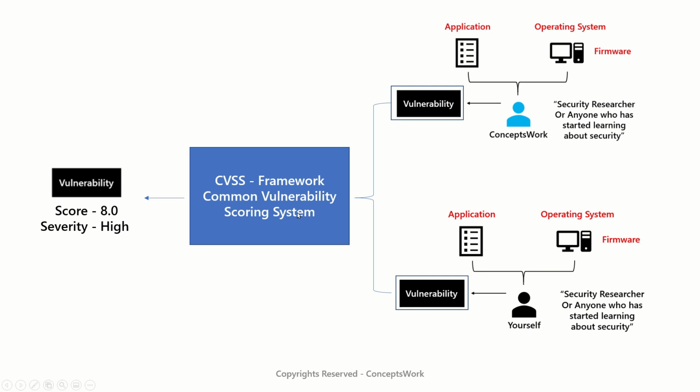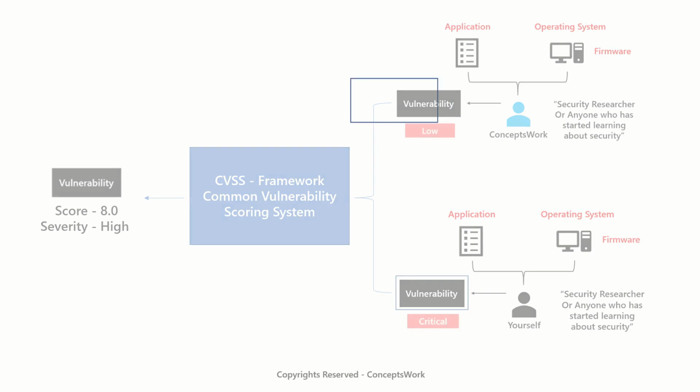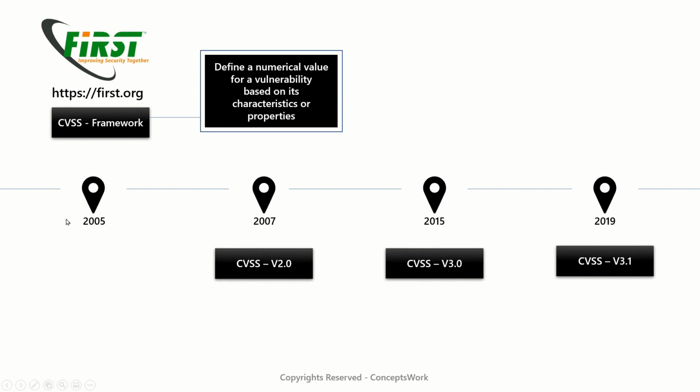Now, let's talk about a brief history of this framework. The framework was initially introduced in 2005 by first.org. The purpose was defining the numerical value for a vulnerability based on its characteristics or properties. Then version 2.0 of the same framework was released in 2007. Version 3 was released in 2015 and the latest version is 3.1, which was released in 2019. But still, the most adopted version is v3.0.